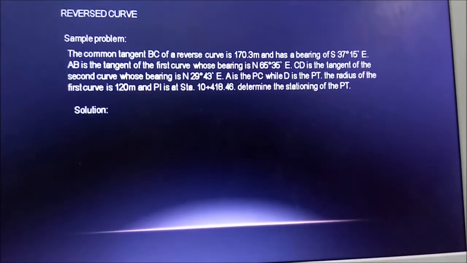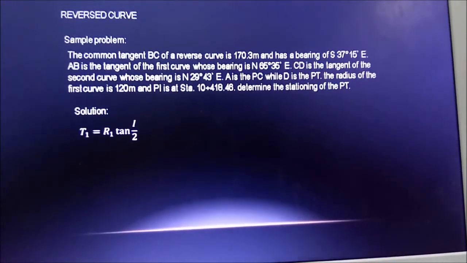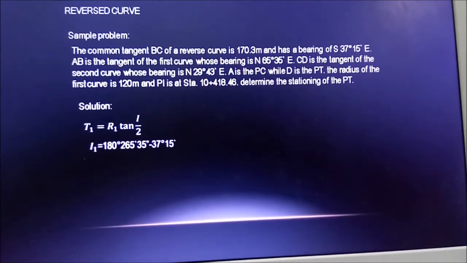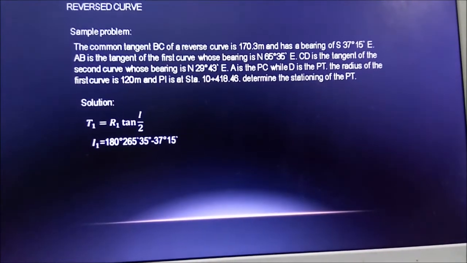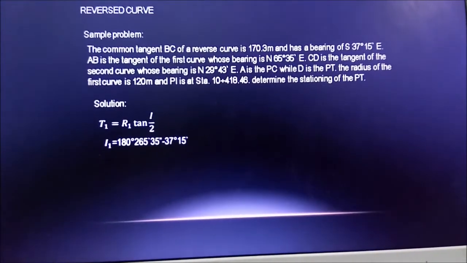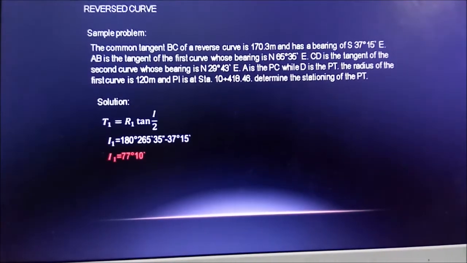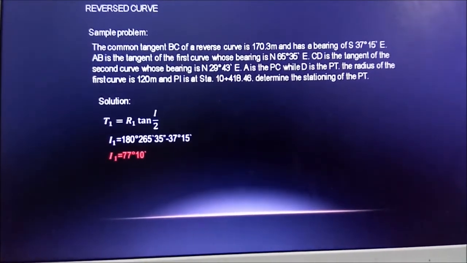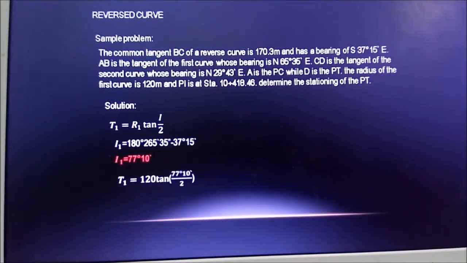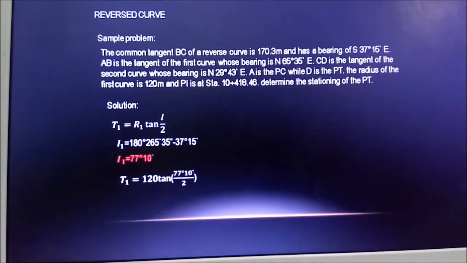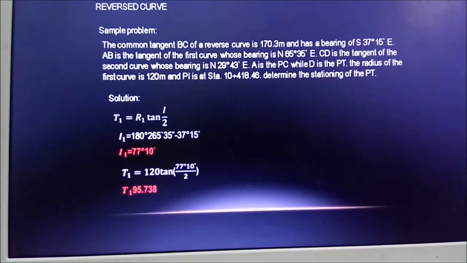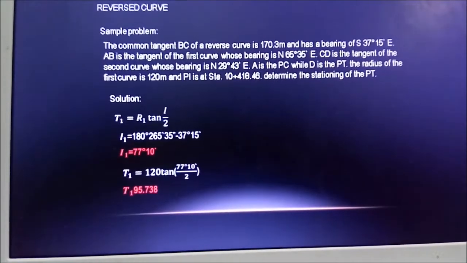Solution. T1 is equal to R1 tangent I1 over 2. I1 is equal to 180 degrees minus 65 degrees 35 minutes minus 37 degrees 15 minutes. The answer is 77 degrees 10 minutes. So T1 is equal to 120 tangent 77 degrees 10 minutes over 2. T1 is equal to 95.738.